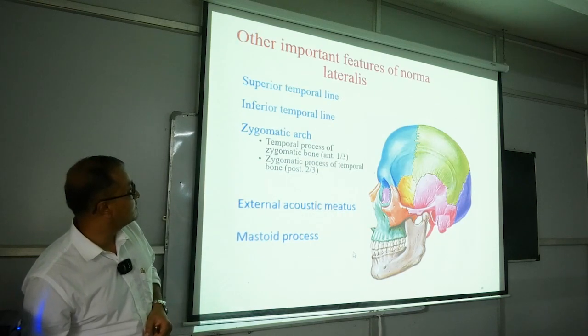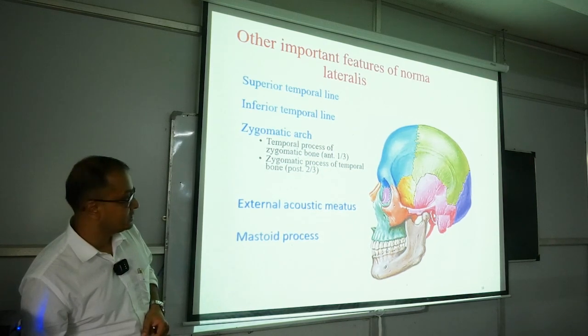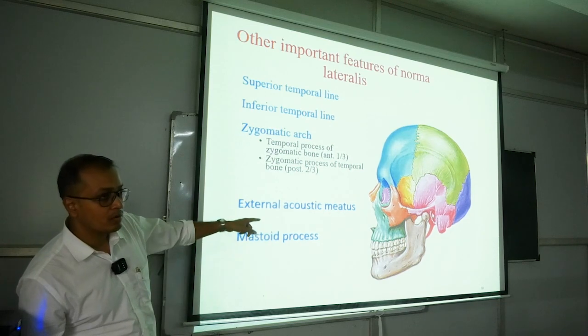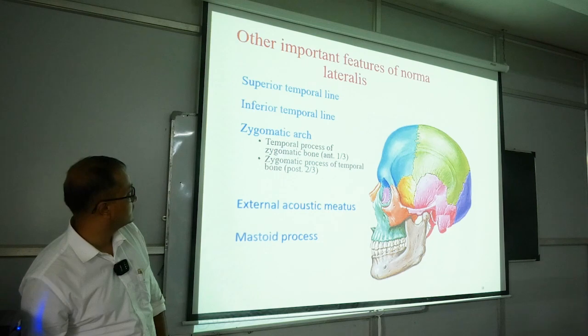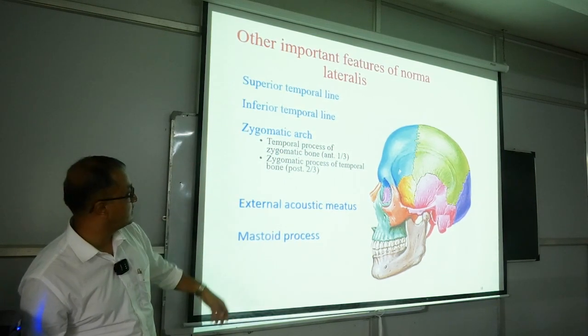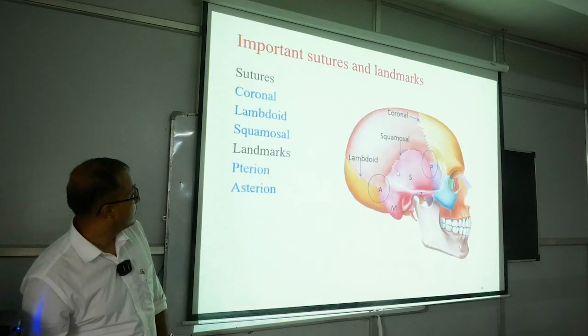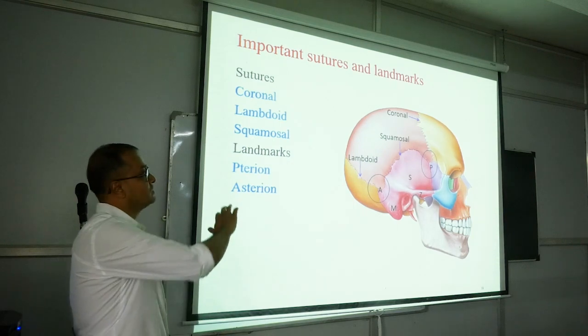Along with that, we have the arch of the zygomatic that we are seeing there. We have this opening which you're seeing here on the lateral side, the opening of the ear, the external acoustic meatus. We have the mastoid process and the spine which is visible here. We have two lines visible, which we call temporal lines, present on these regions.